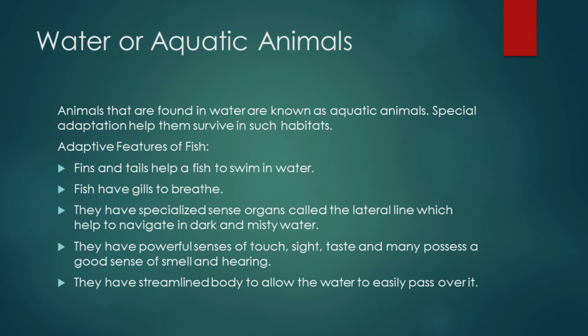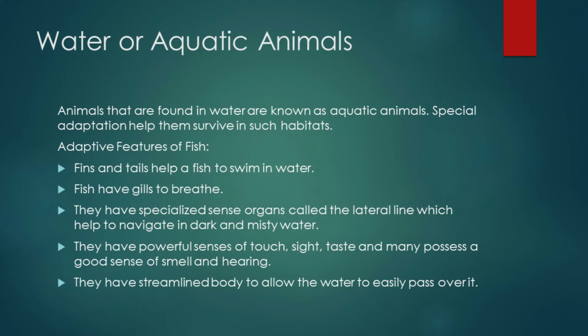You must have seen a line on the body of the fish. This line is known as the lateral line, which is a very specialized sense organ that works like a radar and helps them to navigate in dark or misty water. At night, when they are not able to see, this lateral line helps to sense what danger is there in front of them, and they are able to move accordingly.